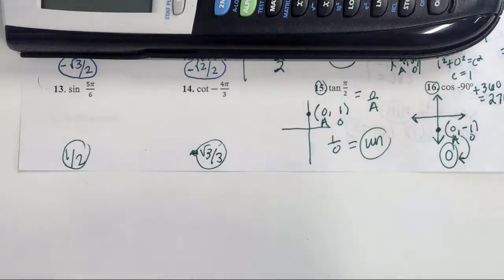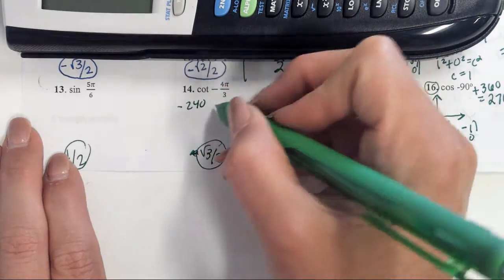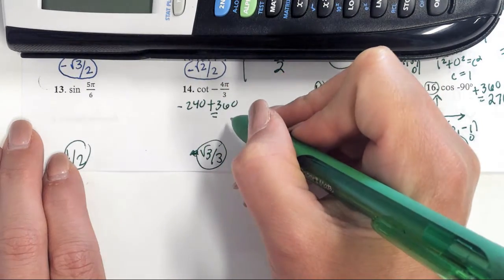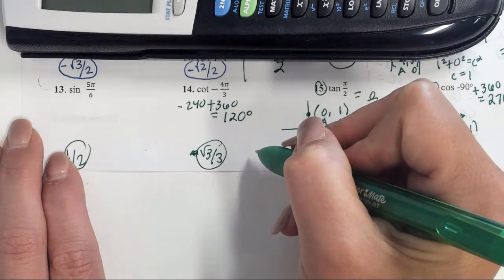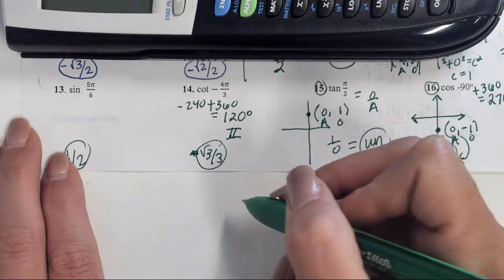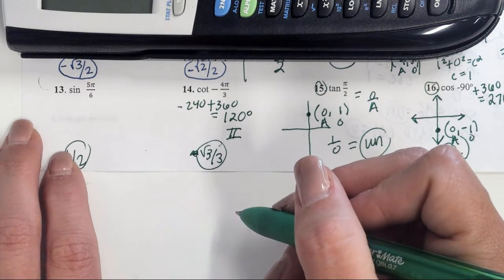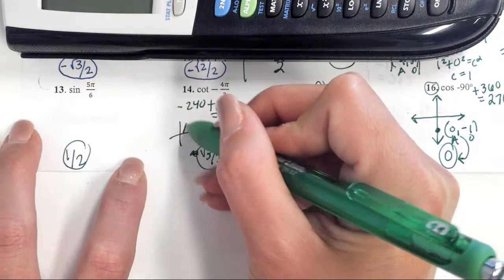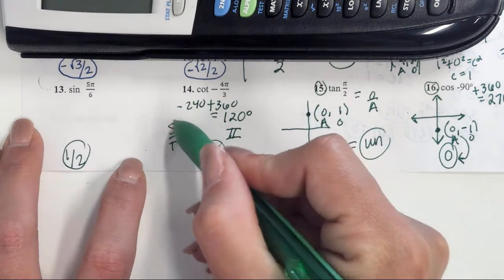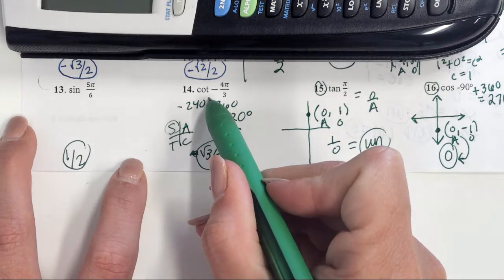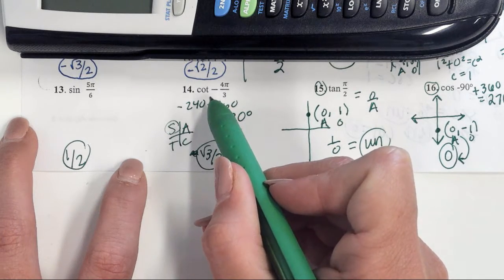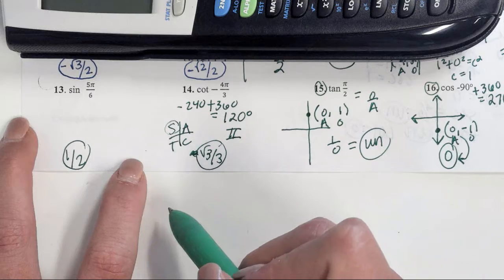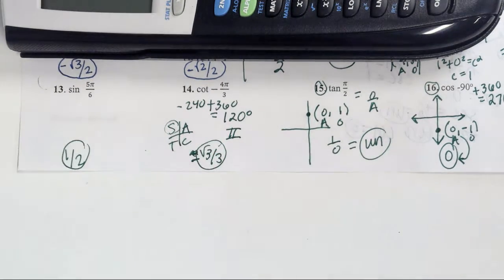Negative 4 pi over 3, that's the same thing as what degree? Negative 240? Okay, so we have to do what to it first? Add 360, that'll give us 120, which is in quad 2. What's positive in quad 2? Sine and cosecant. Because remember, all students take calculus. So in quad 2, only sine and cosecant are positive. Cotangent goes with what? Tangent. So it'd be negative. I'm sorry. Good job.